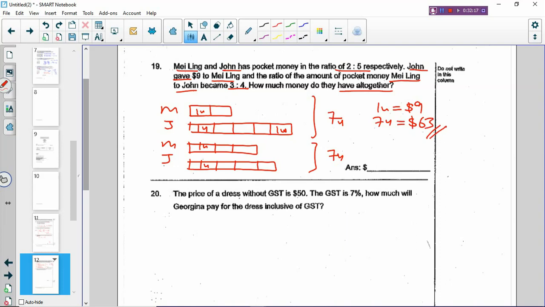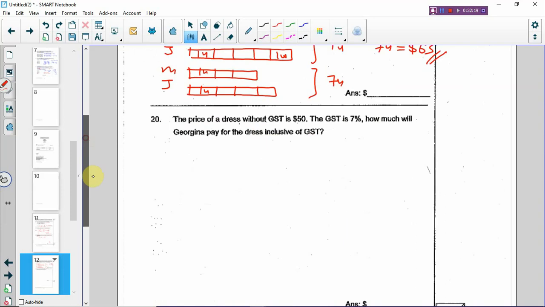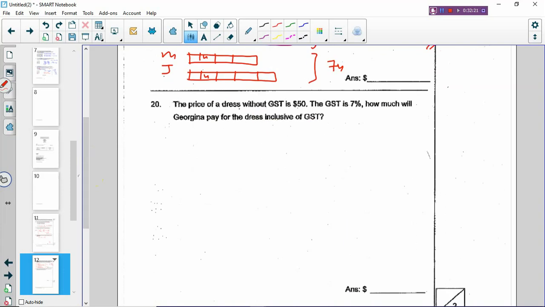Okay, let's go to question 20, still a 1-mark question. When you see a percentage problem, the first thing you must think about is that there is a special number, which is 100%. Every time you do a percentage problem, there is a 100%. So you need to ask, what is your 100%? The price of a dress without GST is $50. So what is your 100%? Your 100% is the original. No discount, no GST. It's a very clean percentage.